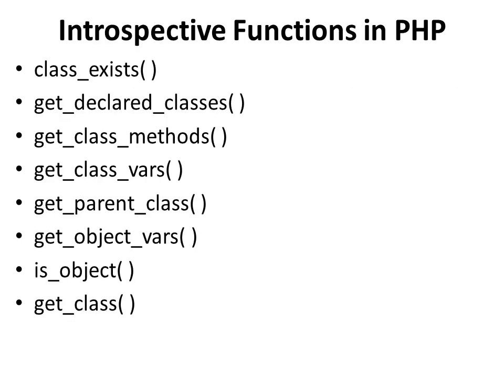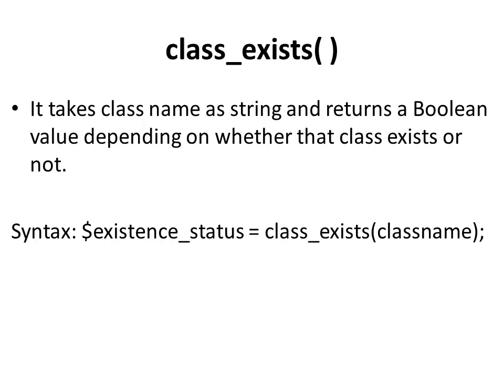Now these are a few introspective functions in PHP. The very first function is the class_exists function. It takes a class name as a parameter and returns a boolean value. If the class exists, then it returns 1. If the class doesn't exist, it will not return anything.